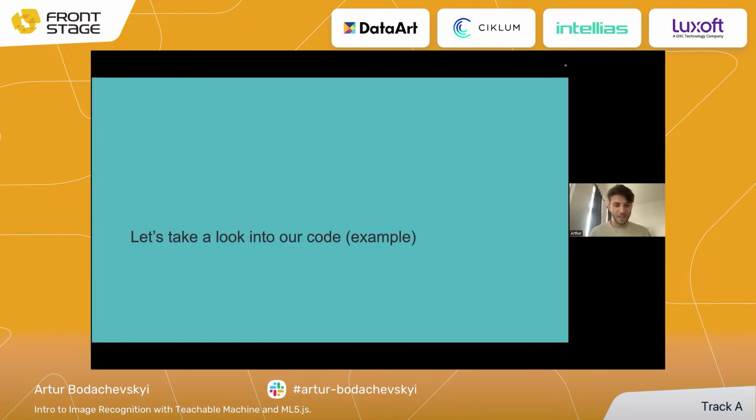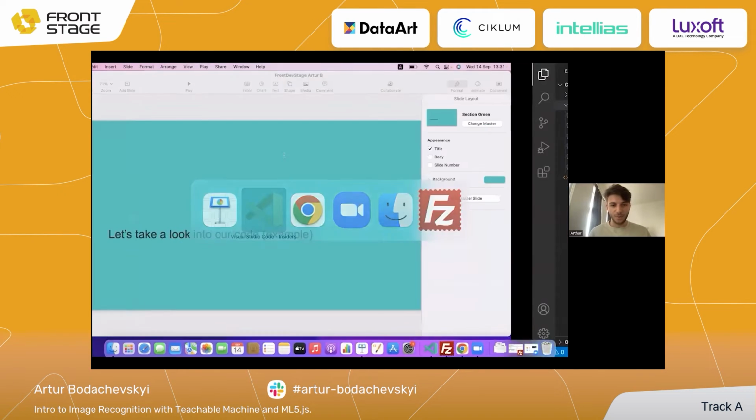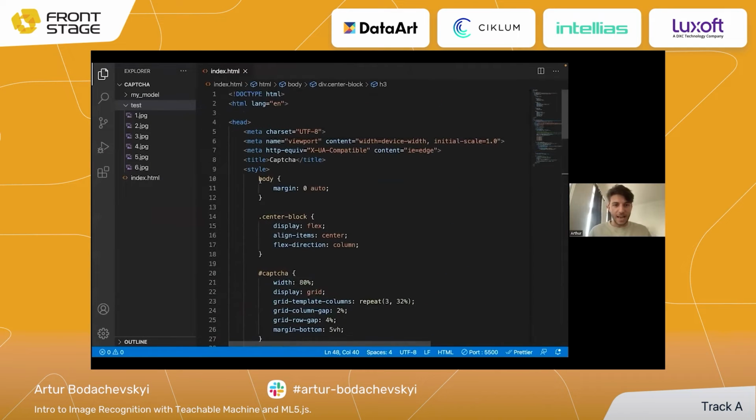So let's see. I would like to open my Visual Studio Code and let's take a look into our code. So let's see what we have here. Basically, what I did is I've created a basic project. The first thing we would like to pay attention to is the folder that is called My Model. My Model is basically a folder that was generated by Teachable Machine by Google that we exported.